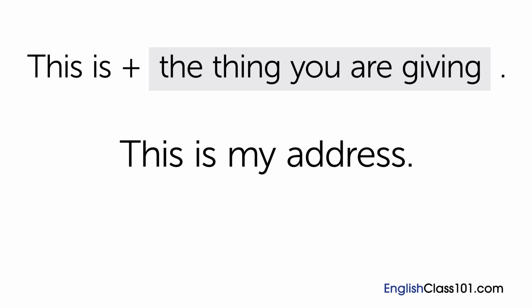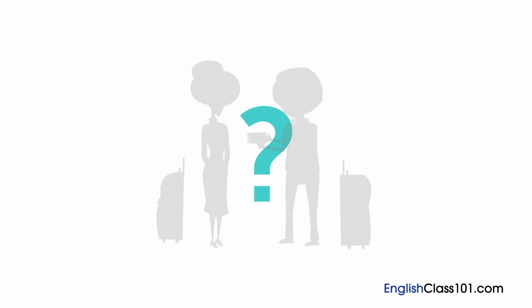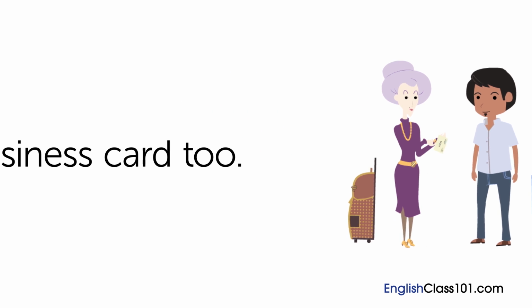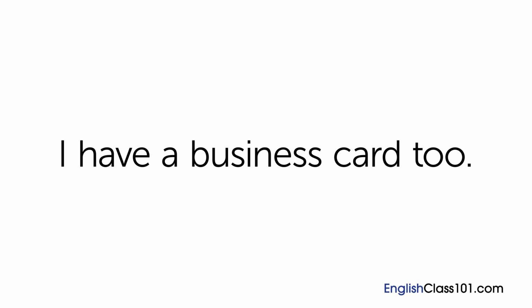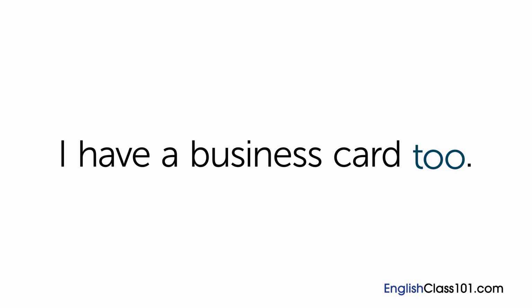This is my address. Do you remember what Anna says after Gustavo gives her his business card? I have a business card too. First is the phrase I have. Next is the phrase a business card. And last is the word too. Together, it's: I have a business card too.